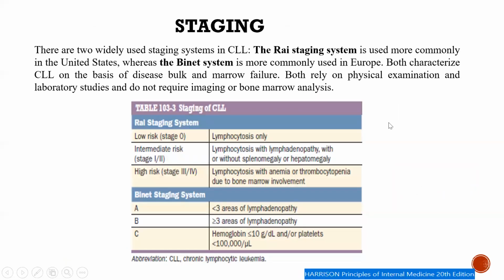There are two widely used staging systems for chronic lymphoblastic leukemia. It's the Rai staging system, more commonly used in the United States, and the Binet system, more used in Europe. Both characterize leukemia on the basis of the disease bulk and marrow failure. Both rely on physical examination and laboratory studies and do not require imaging of bone marrow because they include the presence of lymphocytosis, absence or presence of lymphadenopathy, splenomegaly, and hepatomegaly, and presence or absence of anemia with or without thrombocytopenia.